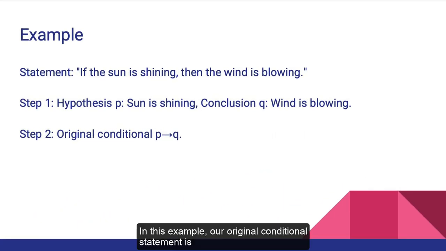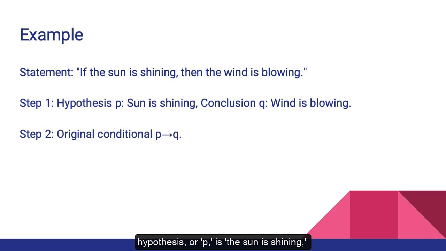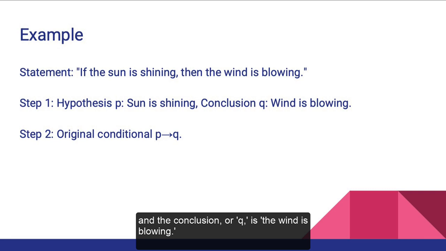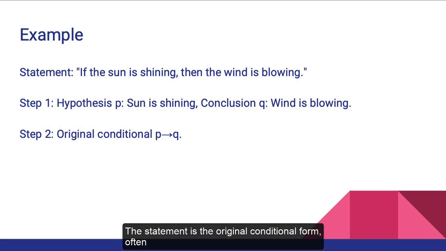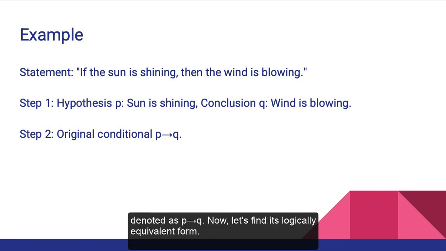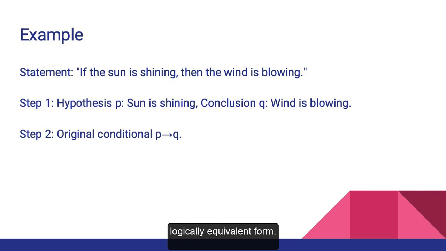In this example, our original conditional statement is if the sun is shining, then the wind is blowing. Here, the hypothesis, or P, is the sun is shining, and the conclusion, or Q, is the wind is blowing. The statement is the original conditional form, often denoted as P implies Q. Now, let's find its logically equivalent form.